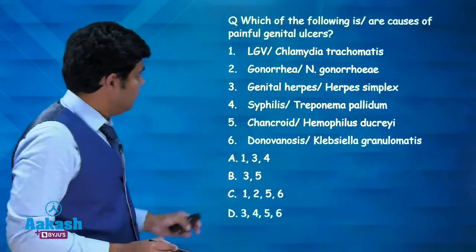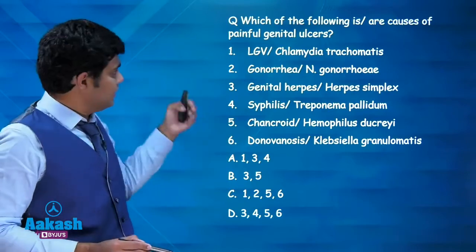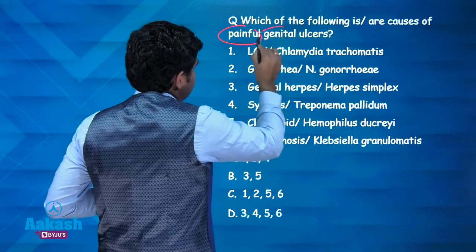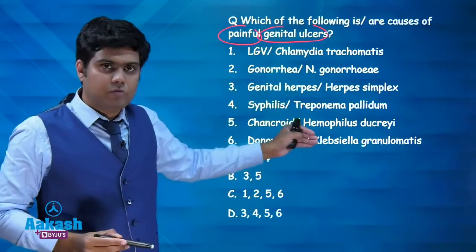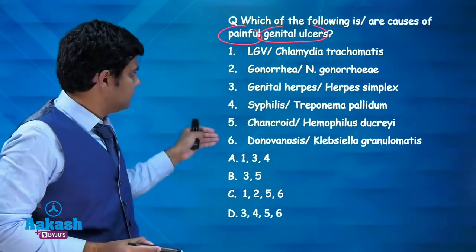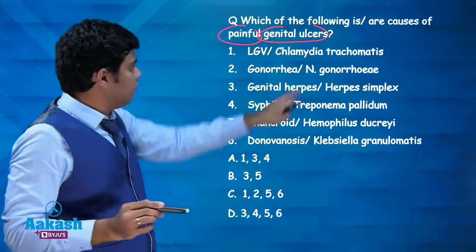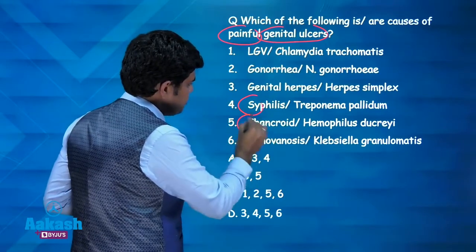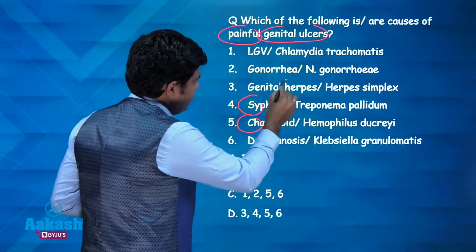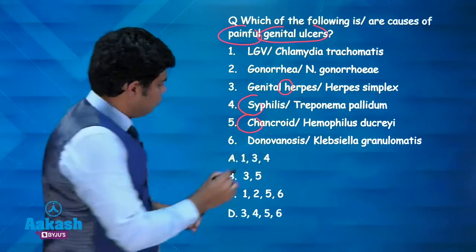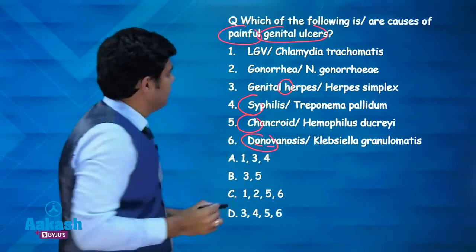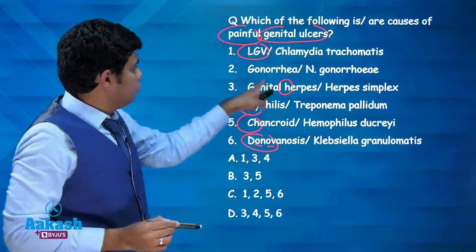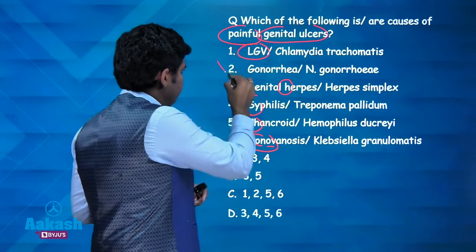Okay, friends. So let us apply all these mnemonics here and let's see if you are able to solve the question or not. So painful genital ulcer. First let us see what are the causes of genital ulcer among all these 6. So what is the mnemonic? School of ulcer will cause genital ulcer. So school, S for syphilis, C for chancroid, H for herpes. What about O? Two O's in school, so donovanosis, and L is LGV. So this all can cause genital ulcer. Gonorrhea, no. So this is ruled out, right?